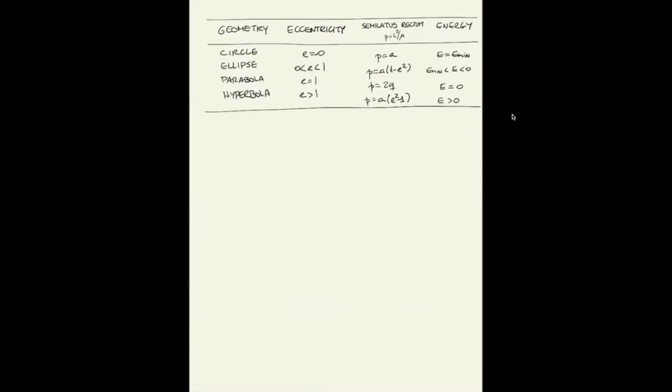For the unbound orbits, the parabola and the hyperbola, for the parabola, the eccentricity is equal to 1. The semilatus rectum is equal to 2Q, Q being the perihelion distance, and the energy is equal to 0. For the hyperbola, the eccentricity is bigger than 1. The semilatus rectum is A times E squared minus 1, and the energy is bigger than 0.